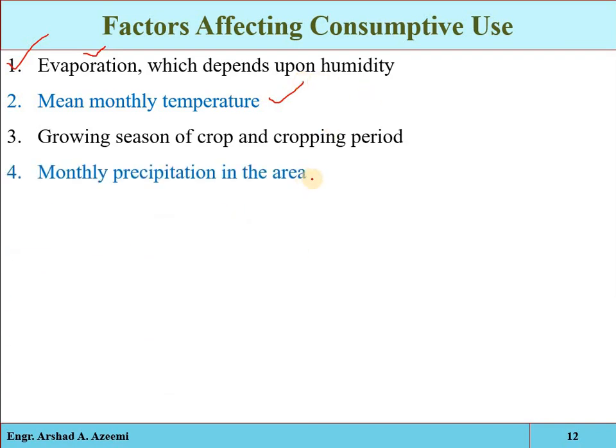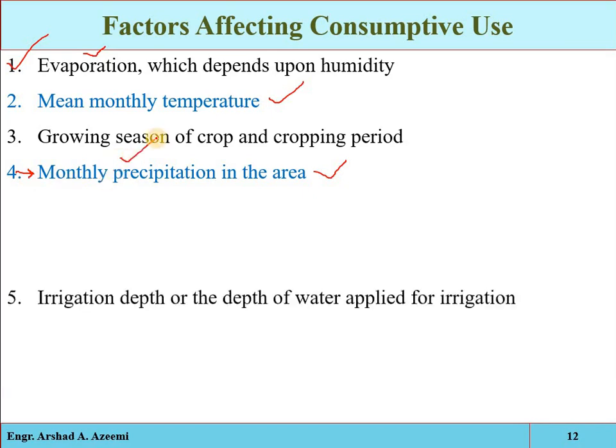Monthly precipitation in the area, that is actually related to the artificial supply. If in a specific area the natural availability of water is sufficient, then there will be no need for the artificial supply. So the consumption of irrigation water also depends on the natural availability of water.